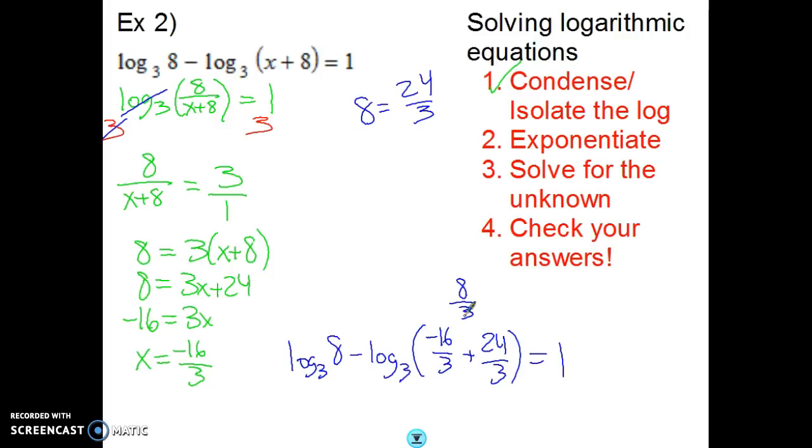The only thing I'm really checking for here is that I cannot do log base 3 of a negative number or log base 3 of 0. Neither of those has any solution. So this case does have a solution, so we are good to go. And that was checking your answers, and we already did these.